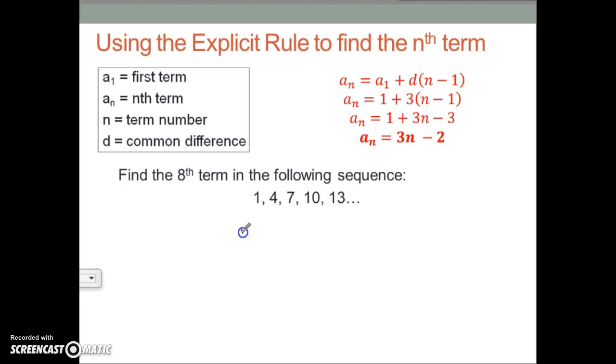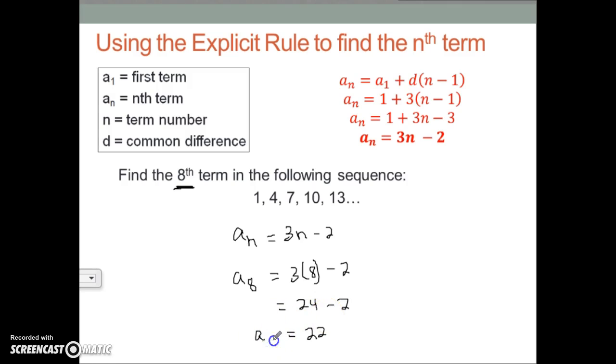So taking our explicit rule, we have a sub n equals 3n minus 2. And if I want to find the 8th term, I'm going to replace n with 8. So a sub 8 equals 3 times 8 minus 2. Our 8th term is 24 minus 2, giving us our 8th term of 22. So the 8th term in this sequence is 22.